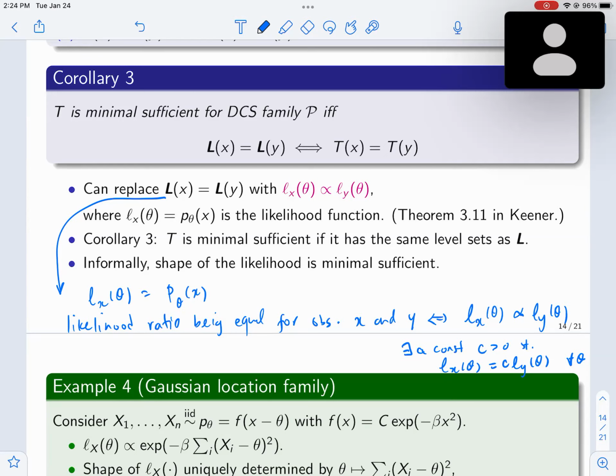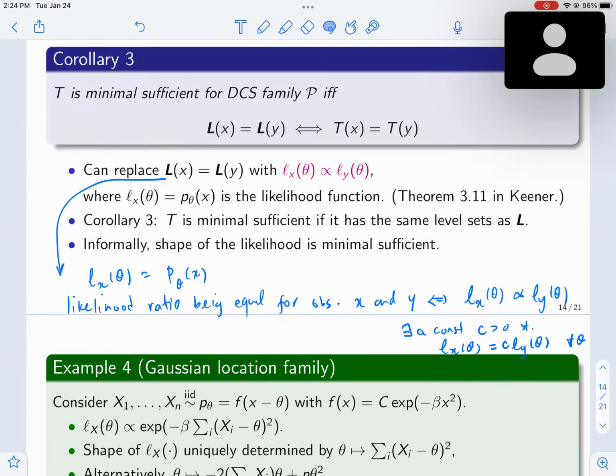Sorry, yeah, X and Y. So if you want, let's do it. It doesn't depend on theta, but it could depend on X and Y, such that Lx theta is C_xy times Ly theta.